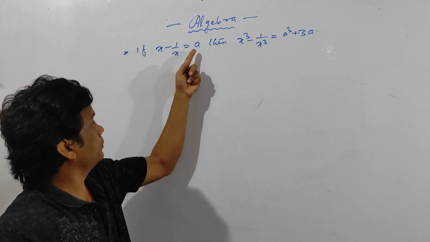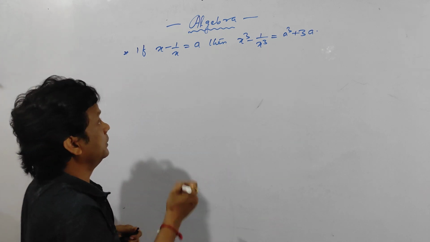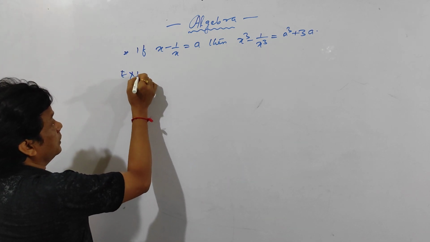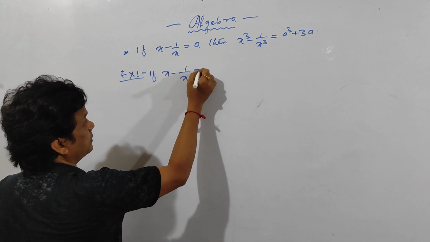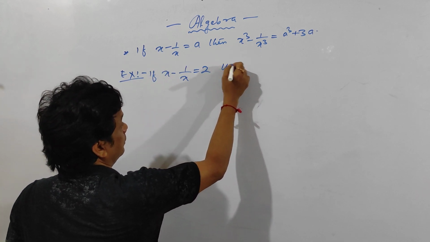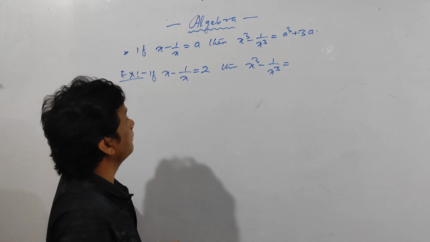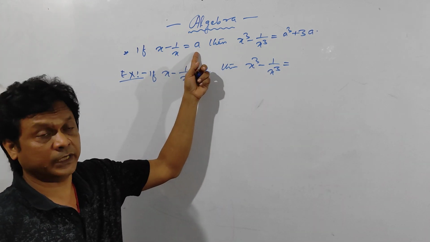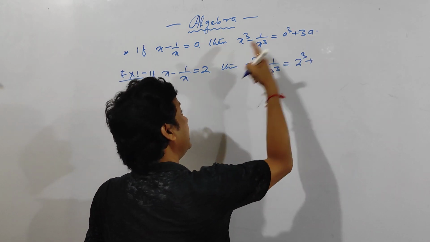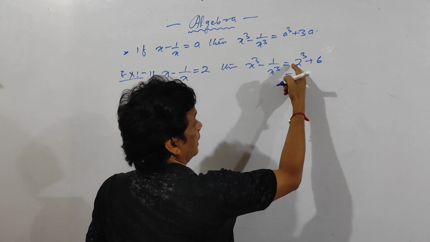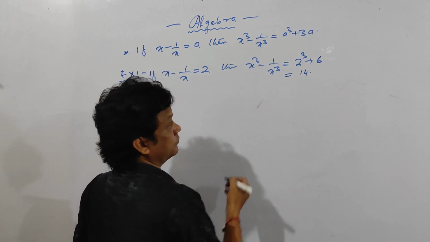If x minus 1 by x is equal to a, then x cube minus 1 by x cube is equal to a cube plus 3a, which I have derived. I am giving some examples how to do these questions. If x minus 1 by x is equal to 2, then x cube minus 1 by x cube is equal to how much? What is your formula? A cube plus 3a, that means 2 cube plus 3 into 2, it is 6. And 2 to the power 3 is 8. 8 plus 6, it is 14.